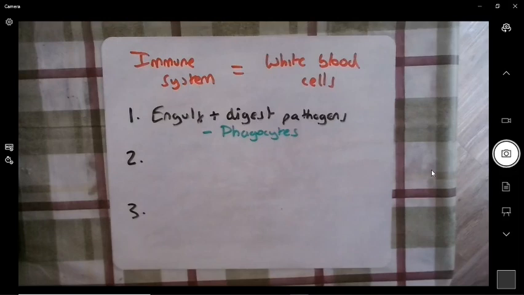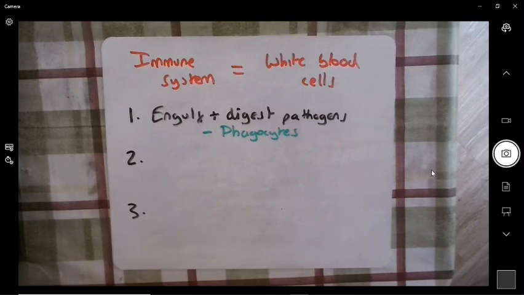So they're not specific, they will engulf and digest anything, and not just pathogens for that matter. If they get told, they will engulf and digest old cells, dead material, other things within your body, but they will also do it to pathogens that shouldn't be there.